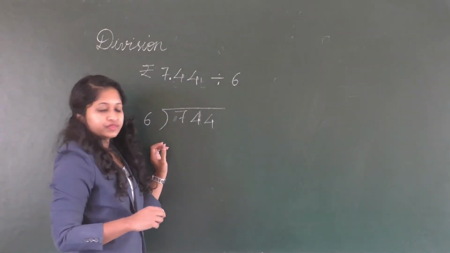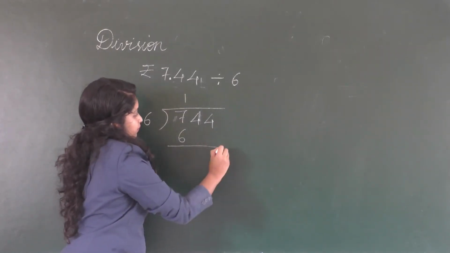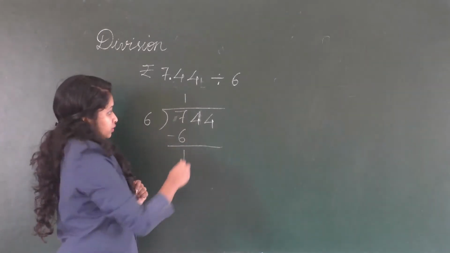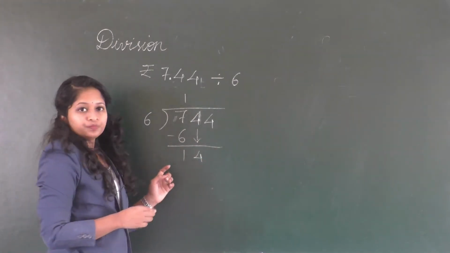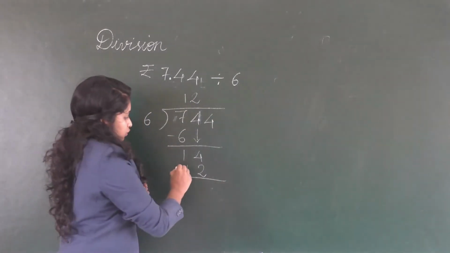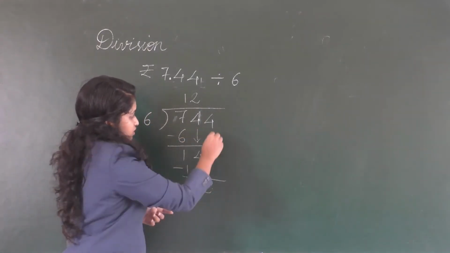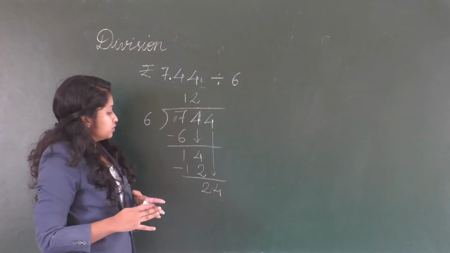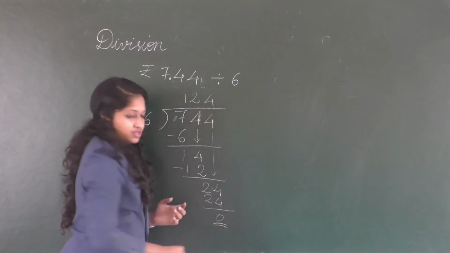So let's start. Here 1 into 6 is 6. When you subtract, we get 7 minus 6, 1. Bring this 4 down, it becomes 14. Now 2 into 6 is 12. Now 14 minus 12 is 2. 1 minus 1 is 0. Now bring this 4 down, it becomes 24. Now 6 4s are 24. So we get the remainder as 0.